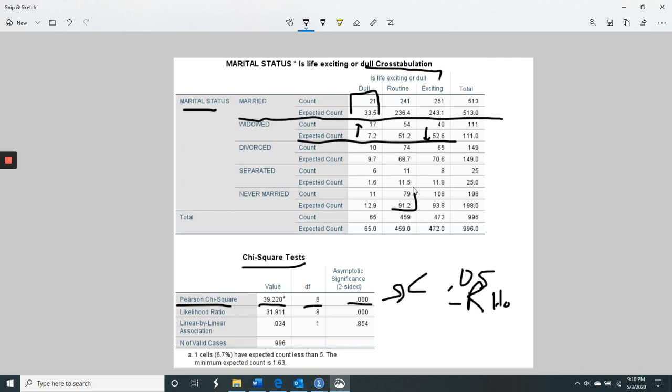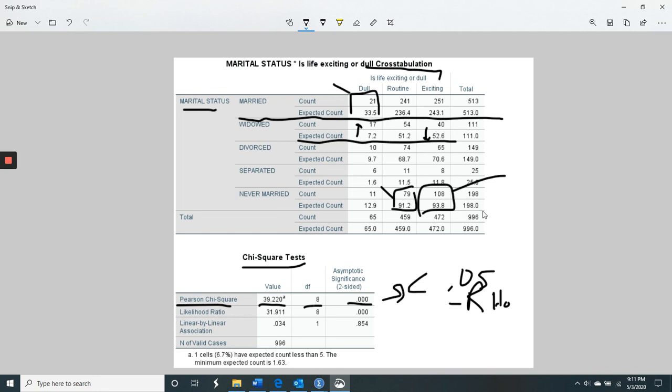This kind of stands out. Looks like there's fewer never married people than we would expect to see life as routine than we would expect. So there's fewer. And looks like there's a bit more of never married people who see life as exciting than we would expect. So it's kind of interesting. So there's fewer married people than we expect who see life as dull. And there's fewer never married people than we expect who see life as routine. And there's more never married people who see life as exciting than we would expect.